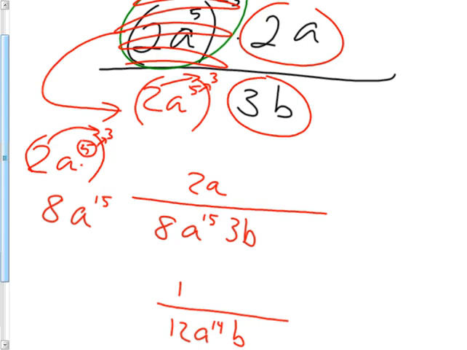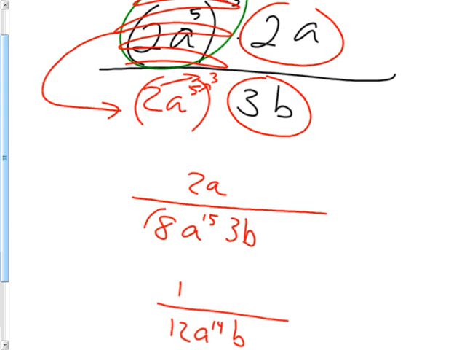Yes? I don't get how you got from 2a over 8a to 1 over 12a. How about this? What if I had multiplied this 8 times 3 and made it 24? Then do you get that there's a 2 over 24? And that simplifies to 1 over 12. Okay. Thanks for asking.